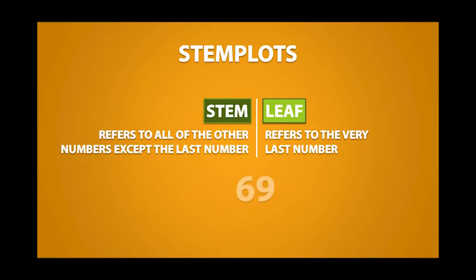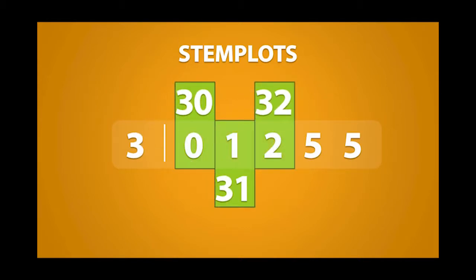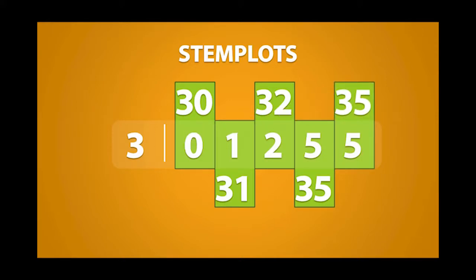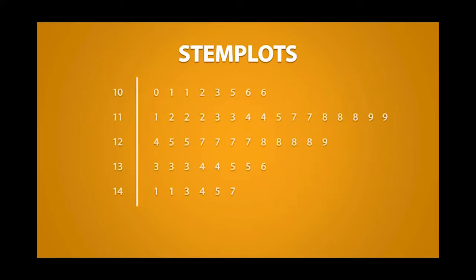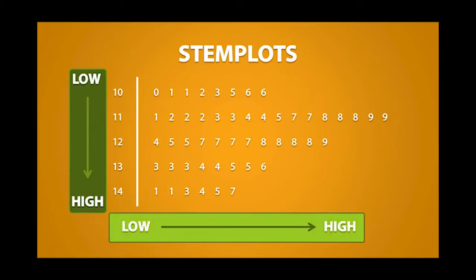Now let's look at the number 69. Using the same rules, we would get a leaf of 9 and a stem of 6. And on a stem plot, this would be written as so. Now when we have a string of leaves like this, it just means that I have the data points 30, 31, 32, 35, and 35. Notice how stem plots are constructed. Stems go down from low to high, and leaves extend outward from low to high.